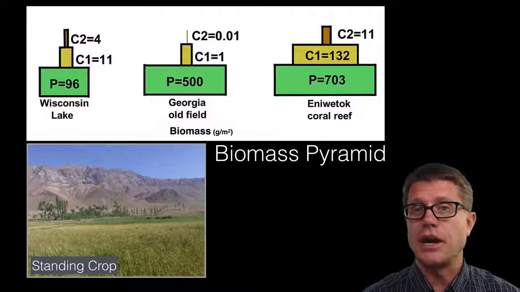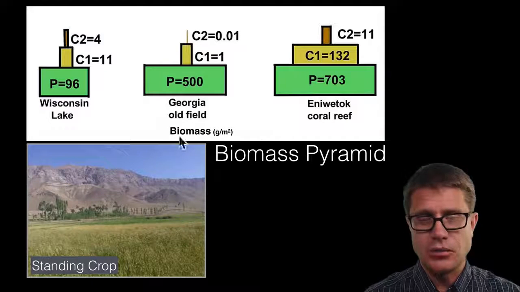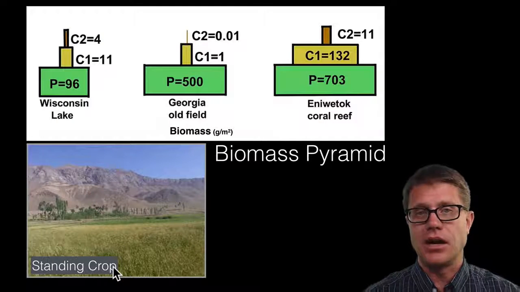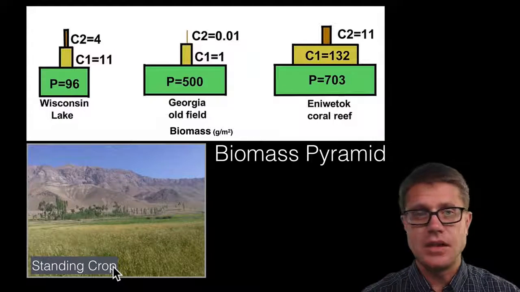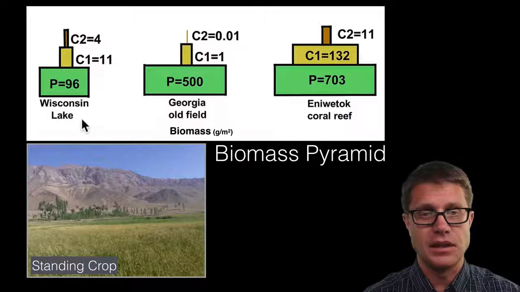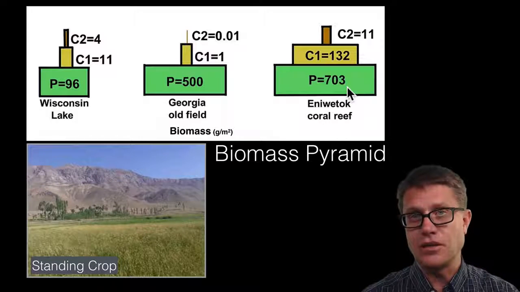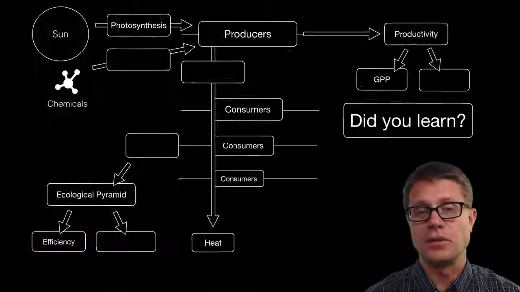Another way to measure it is biomass, just how much material is made. What's different here is that we don't measure it over a given period of time. We measure what's called standing crop. It's the amount that's there at one point in time. But you can see the same thing occurs. If we're looking at a Wisconsin lake or a field or a coral reef, the amount of biomass that we have at the producer level is going to be way more than we have at the levels above it.